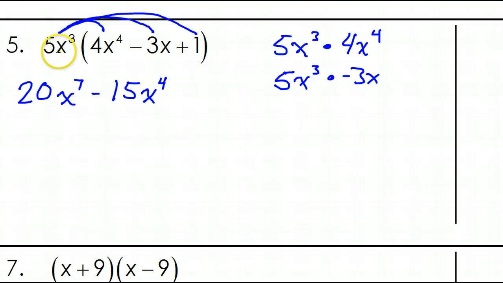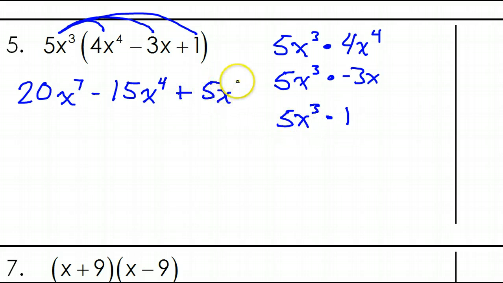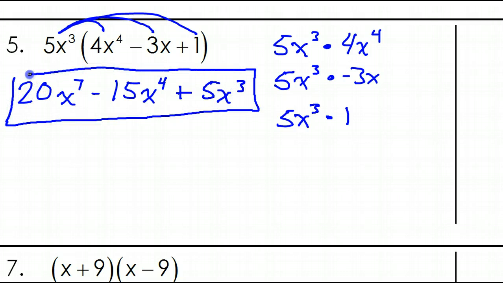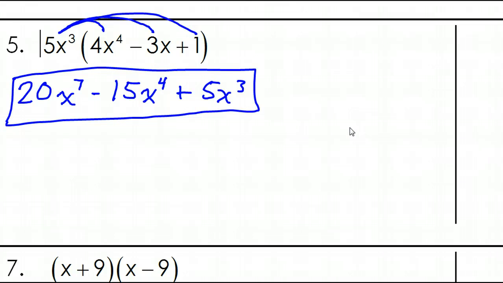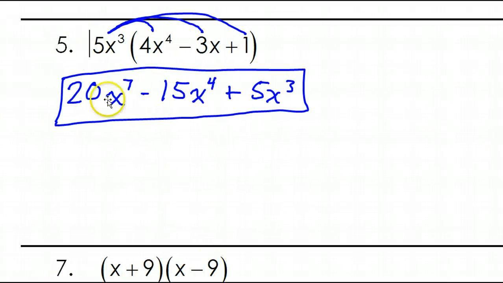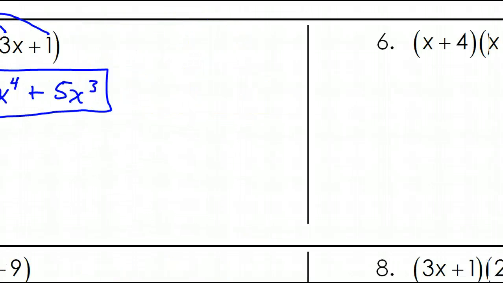And then finally we will do 5x to the third power times 1, which of course anything times 1 is just going to be itself. So this is going to give us 5x to the third power. Okay, so you just do the distributive property, but these are the 3 multiplications that you should be thinking in your mind. But you're not going to write them down. Okay, so that's how you multiply a monomial times a polynomial. In this case, that was a trinomial.